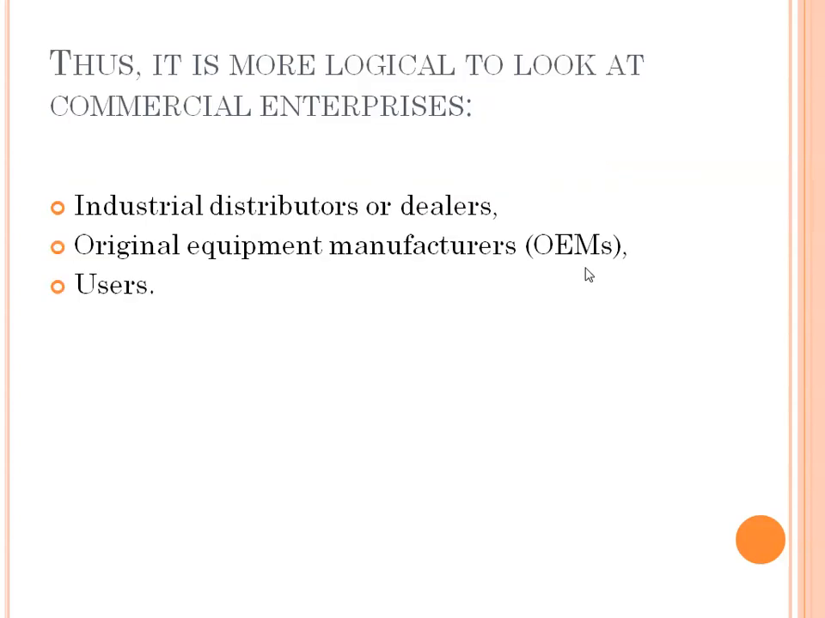Thus, it is more logical to look at commercial enterprises as industrial distributors or dealers, OEMs, that is original equipment manufacturers, and various users. Sometimes these categories tend to overlap with each other. However, it is useful for industrial marketers because one is able to understand the ways the products and services are used in buying firms. So now we will start with these three in detail.